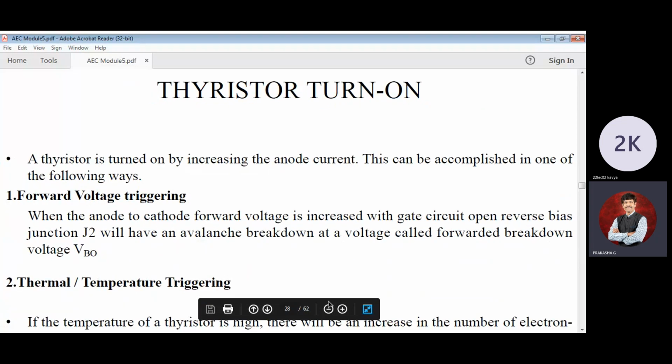Next topic is thyristor turn on. How exactly are we going to turn on the thyristor? What is the mechanism we are going to use to turn on the thyristor? We have to turn the thyristor on. I have given anode and cathode current, but it is not working. It is not working. Okay, let us see. Let me go for it. Just a second.